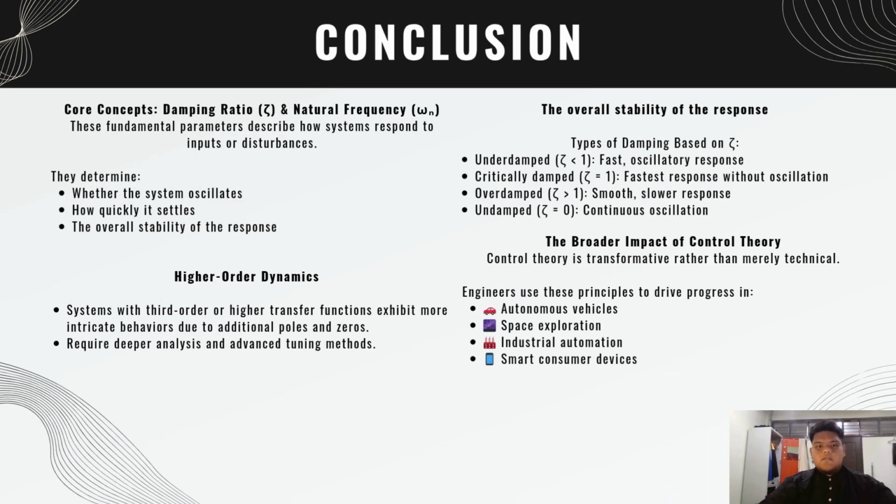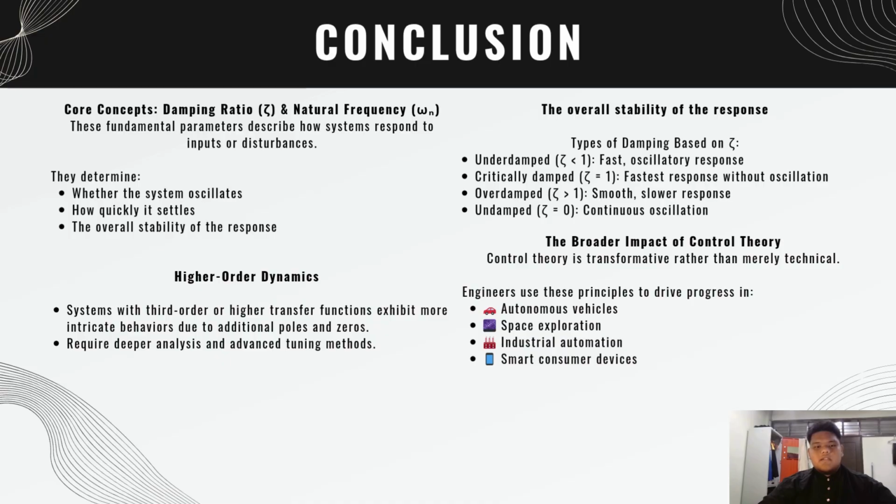This project focuses on how understanding system dynamics helps us predict and manage system behavior, particularly through two key parameters, which are the damping ratio and natural frequency. This defines how a system responds to changes, telling us whether it will oscillate, how quickly it settles, and whether it remains stable.